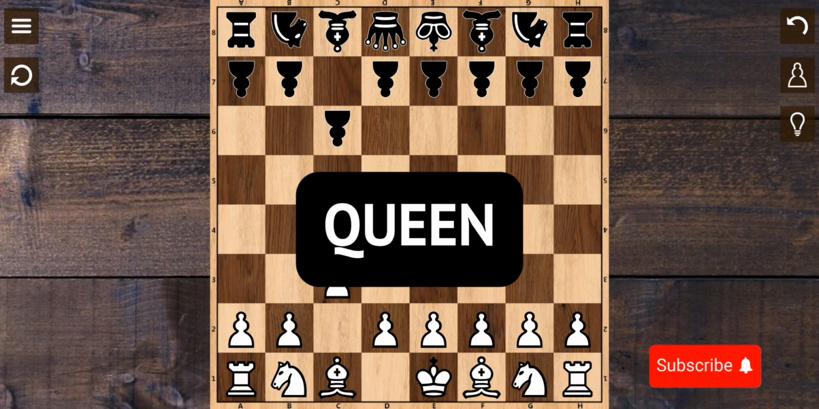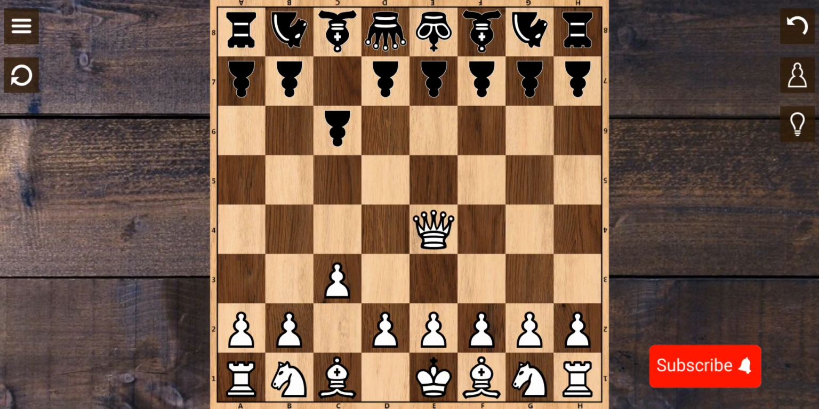Let us talk about the queen. The queen moves a series of squares vertically, horizontally, and diagonally. It can capture any opponent's piece along its path. The queen does not have any special move, but it is considered to be the most powerful piece in the chess game.